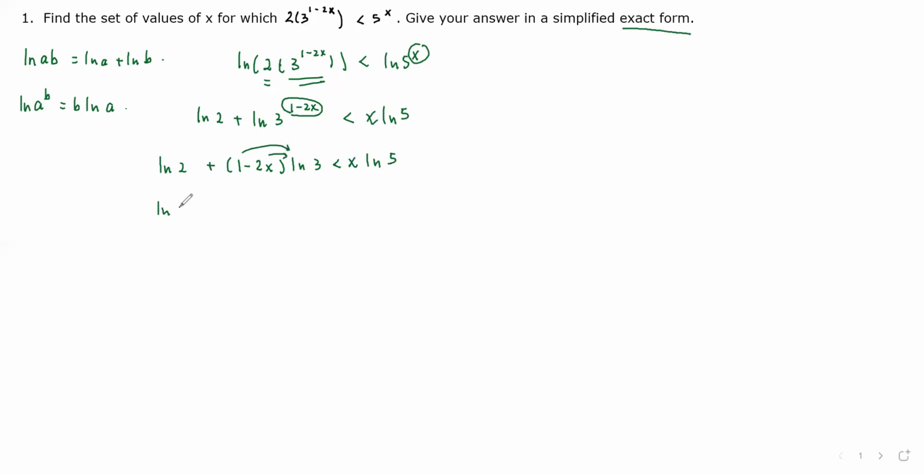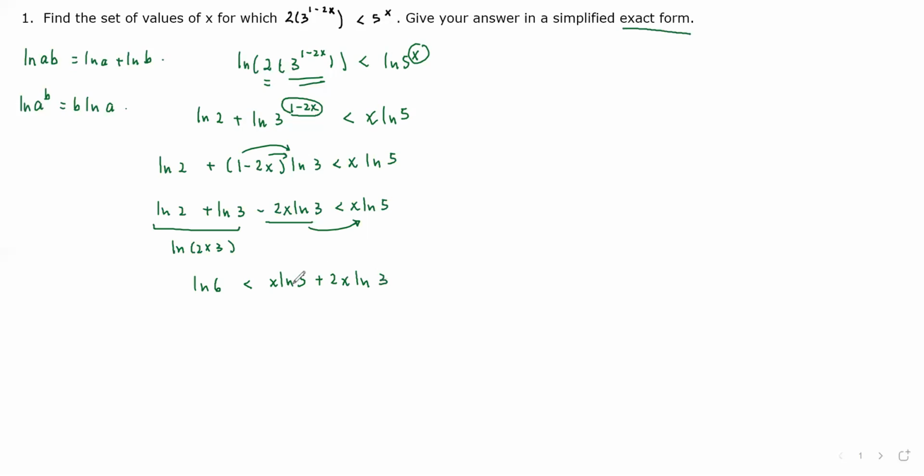Expanding, we have ln 2 plus ln 3 minus 2x ln 3 less than x ln 5. We need to solve for x, so we move terms to the other side, and these two can be grouped together. ln A plus ln B is ln of AB, so ln 2 plus ln 3 is ln of 2 times 3. We have ln 6 on the left side. On the right side, x ln 5, we subtract, so this is minus, then we have plus 2x ln 3.